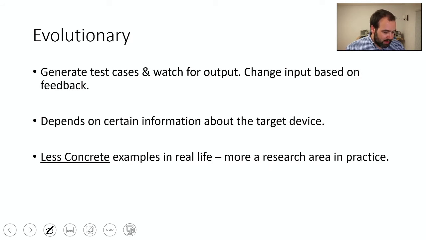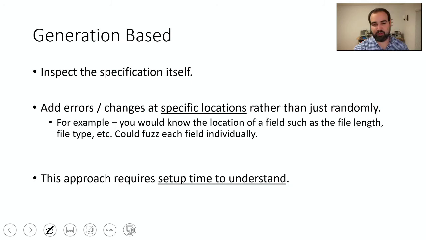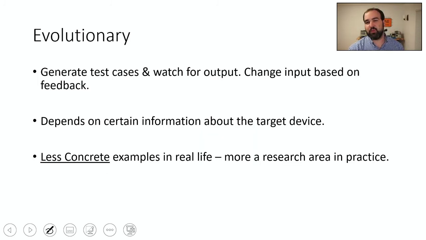The final type is what they call evolutionary. This is more a research area, to be honest. Basically, you generate a test case and have a program that's actually watching for outputs. So if it detects, hey, when I adjust only bytes 4 and 5, I get a different output than if I try to randomly change all the bytes, let's concentrate on that. This has a lot less concrete examples. For the first two, there are lots of frameworks and programs you can find. This one is more of an open research area.